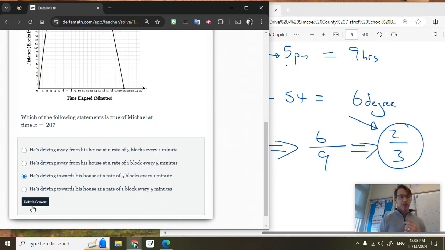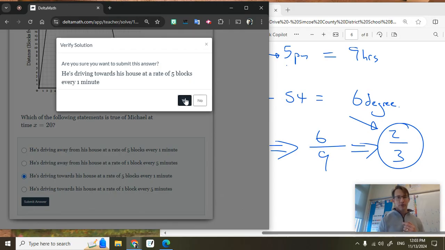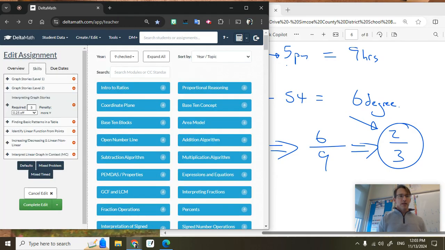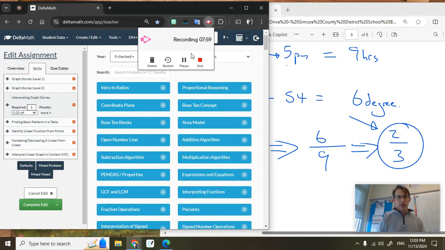So we want to be able to look at these graphs and interpret the meaning of them. That's cool. Yes. All right. So that's how we do these ones. Okay. And then, one moment. All right, let's carry on.